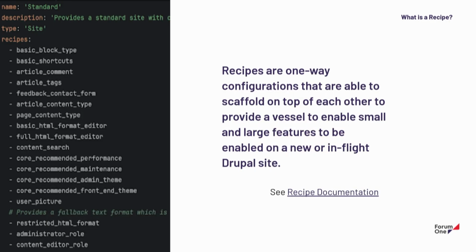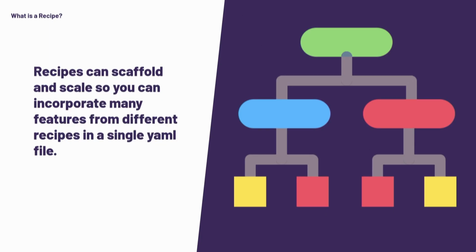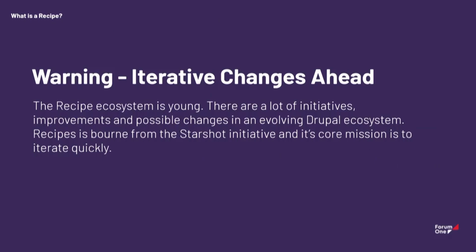So what is a recipe? As some of us know, recipes were born from the Starshot Initiative, and it's a one-way configuration import that allows you in a flexible way to enable a feature via a recipe. What I like to think of recipes as is kind of like an organizational chart. I think that's one of its powers, is a singular recipe can reach out to other recipes, which we're going to talk about in a little bit, and import all sorts of configuration and good stuff.